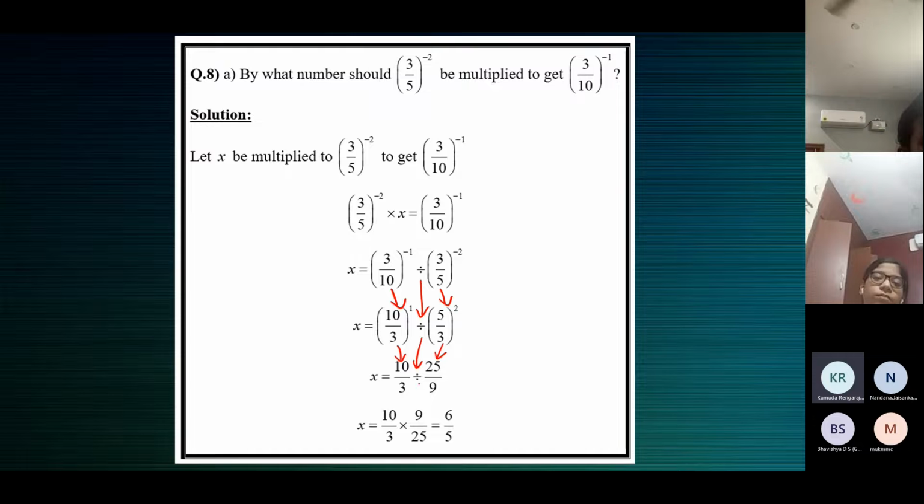Division as it is. Now you're changing division to multiplication. So take the reciprocal of this one, 9 by 25, and simplify it. 3 ones are, 3 threes are, 5 twos are, 5 fives are. So 6 by 5. 3 twos are 6, by 1 into 5 is 5. 6 by 5. This is also easy.